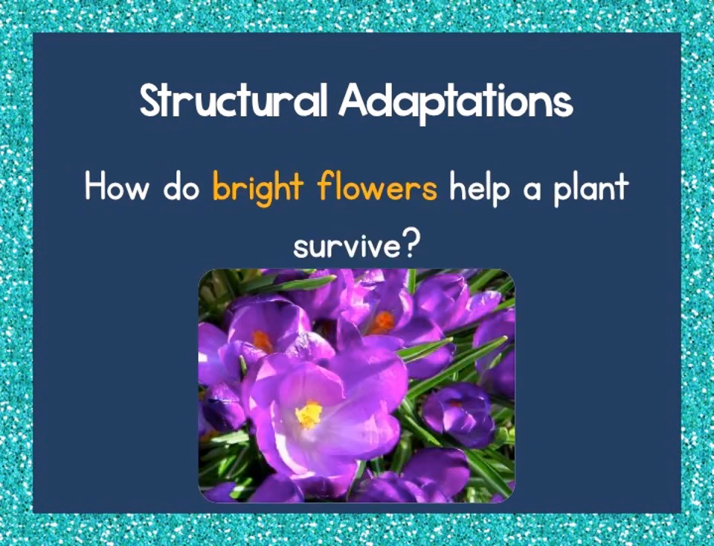How do bright flowers help a plant survive? If you think about how a plant reproduces, makes more plants, what they need to do is be pollinated. And so those bright flowers on a plant are going to attract bees and animals that will help pollinate these flowers or these plants.